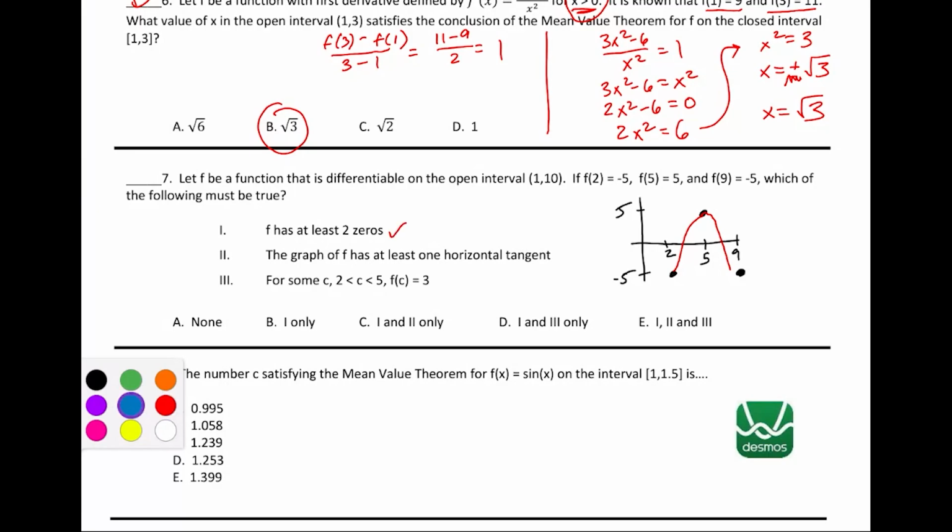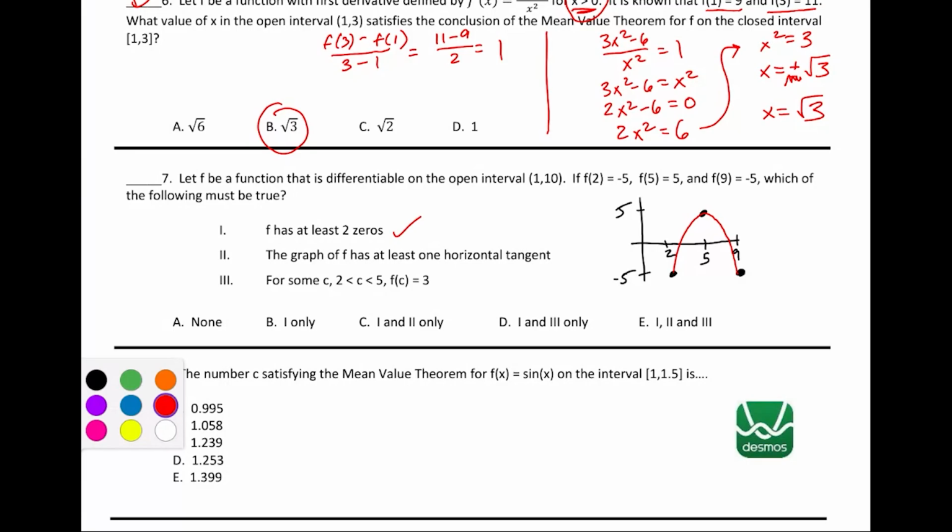It's possible that we have more than 2 zeros, because we could do something like this, cross that x-axis more than just twice, but it does say at least 2 zeros. So we're definitely guaranteed to have at least 2 zeros because we're going to have to cross that x-axis going up and then coming back down. So yeah, definitely letter 1 is going to be a true statement.